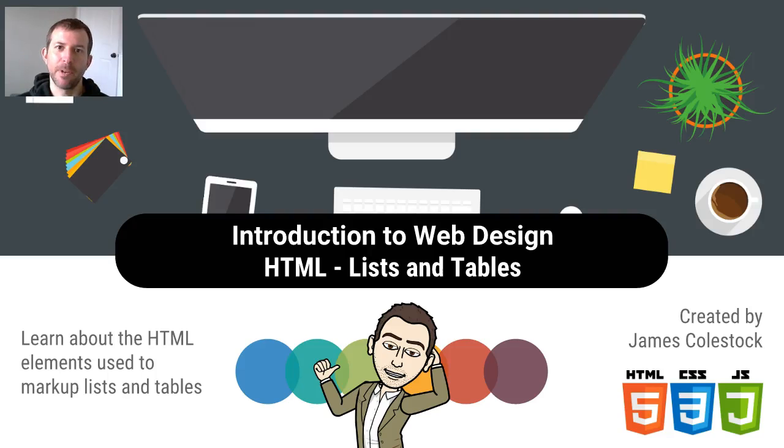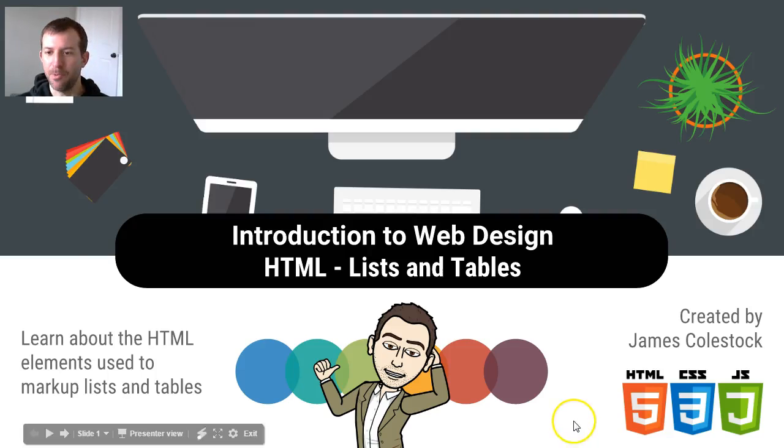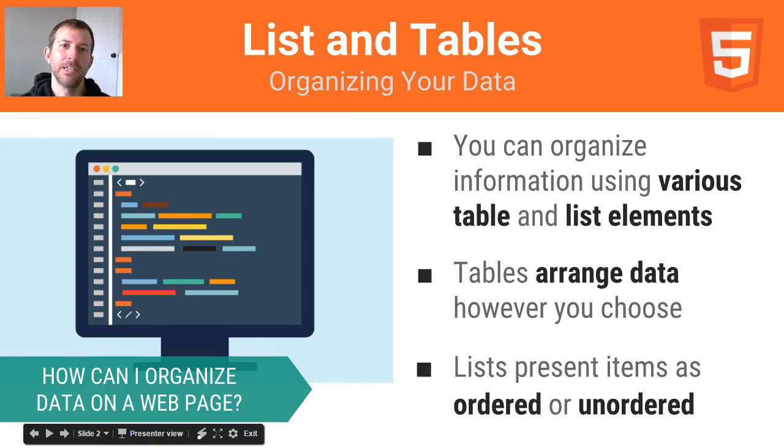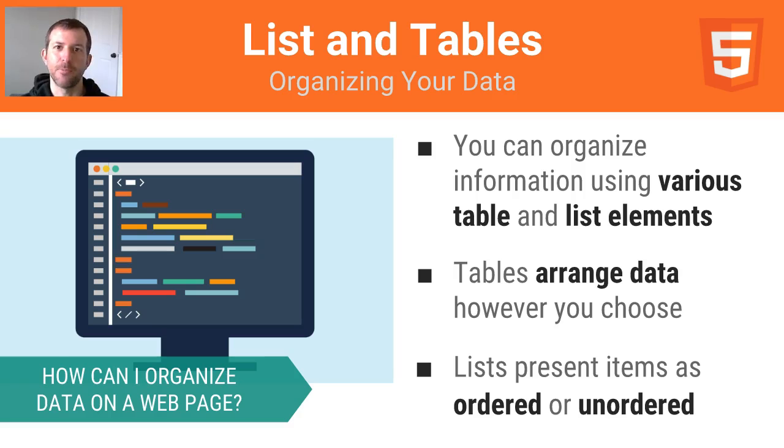Today we're going to be talking about HTML lists and tables. HTML lists and tables are elements that you can use to organize data on your pages. Tables allow you to arrange information however you choose, normally in a two-dimensional grid with rows and columns, and then lists allow you to specify items in a series.